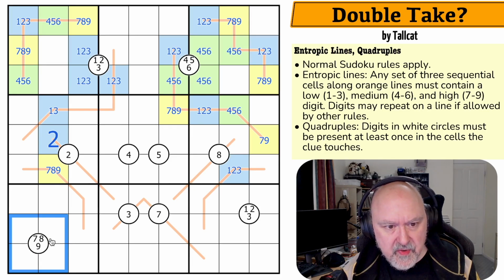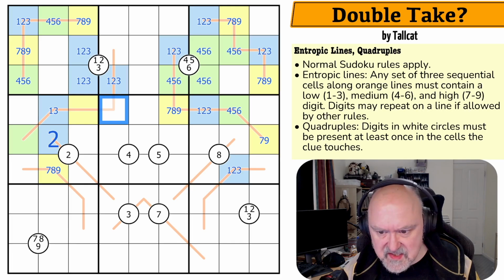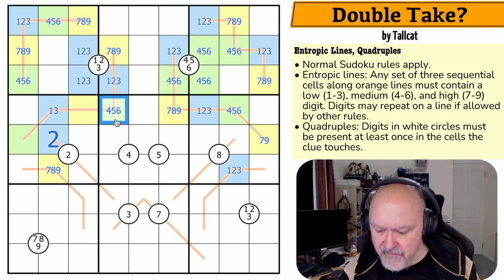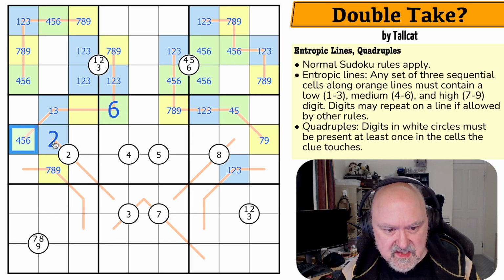But with 3, 4, 5, 6, neither of those, well, that can't be high. So this is medium. So this is high. So this is medium, and this is high. This is really tricky. 4, 5, 6, and it can't be 4 or 5. That's a 6. And this is 4, 5, 6. This is 7, 8, 9.